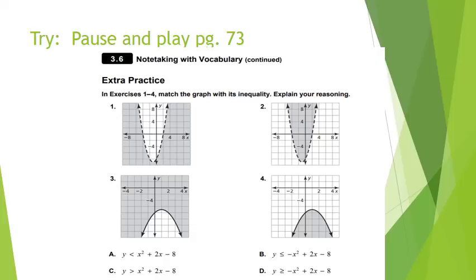Number 1 is dashed. These two graphs are the same. 1 and 2 have the same graph, so it's going to be either A or C. This one is dotted, which they should both be dotted, but this A is less than, shaded below the graph, which is going to be 1, and then shaded above the graph is going to be 2, which is that greater than symbol. 3 and 4 are B and D because they have the equal to on them. It's the same graph, so I don't really have to worry about that right now. And then this is going to be less than, which means shaded below the parabola. So 4 would be B, and then 3 would be D.